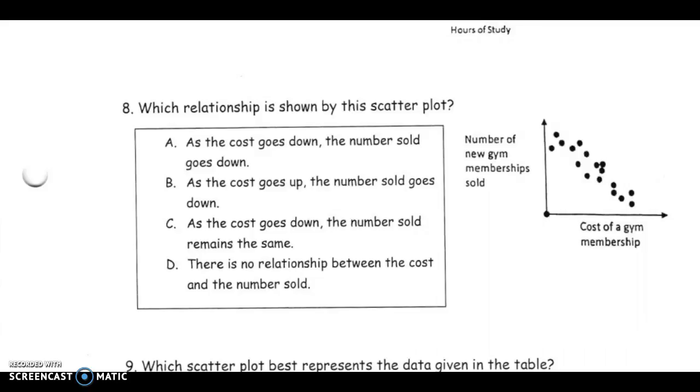A, as the cost goes down, the number sold goes down. B, as the cost goes up, the number sold goes down. C, as the cost goes down, the number sold remains the same. D, there is no relationship between the cost and the number sold. You have the number of new gym memberships sold and the cost of the gym membership.